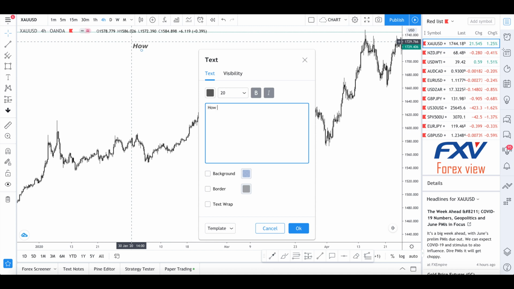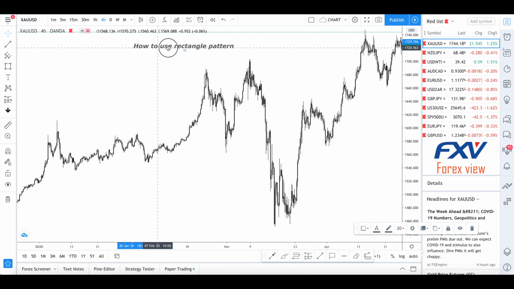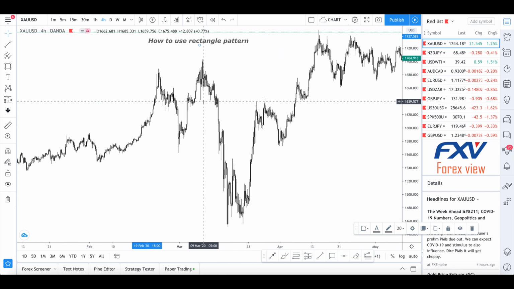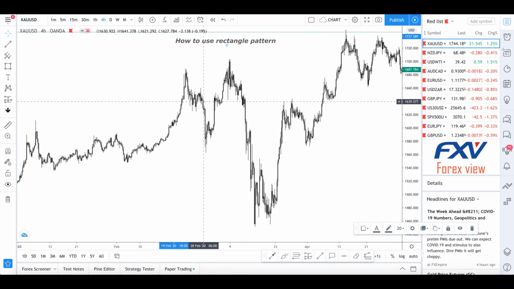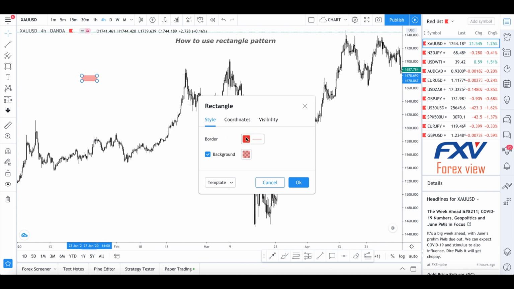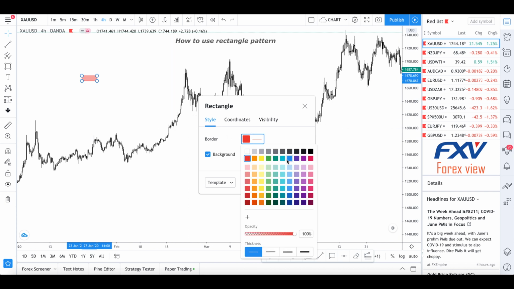So today's video is going to be about how to use the rectangle pattern. The rectangle pattern is a classical technical analysis pattern described by horizontal lines showing significant support and resistance. It can be successfully traded by buying at the support and selling at the resistance, or by waiting for a breakout from the formation and using the measuring principle.